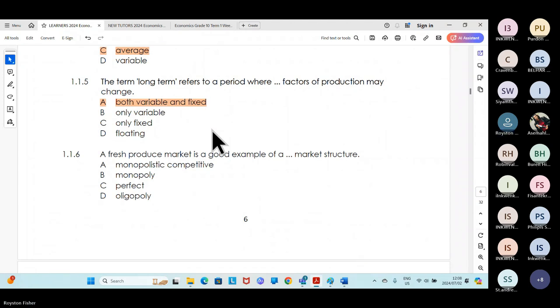1.1.6. A fresh produce market is a good example of a market structure. Is it A, monopolistic competition, B, monopoly, C, perfect, and then D, oligopoly. So let's see what your answers are. Bahar says C, Buren says C, you are correct.